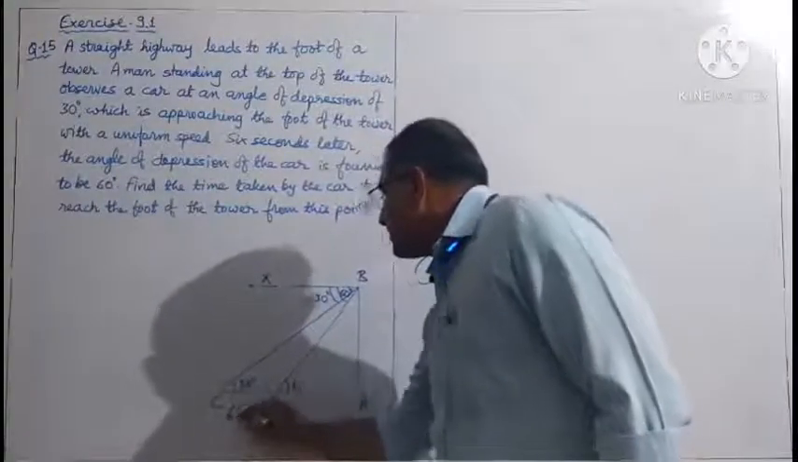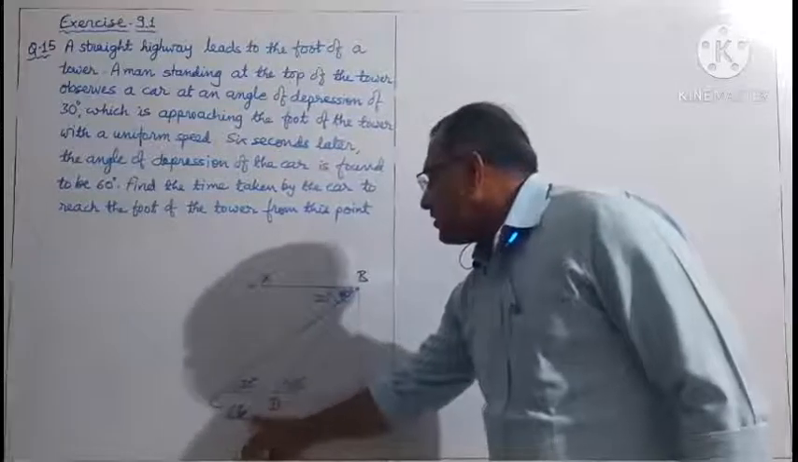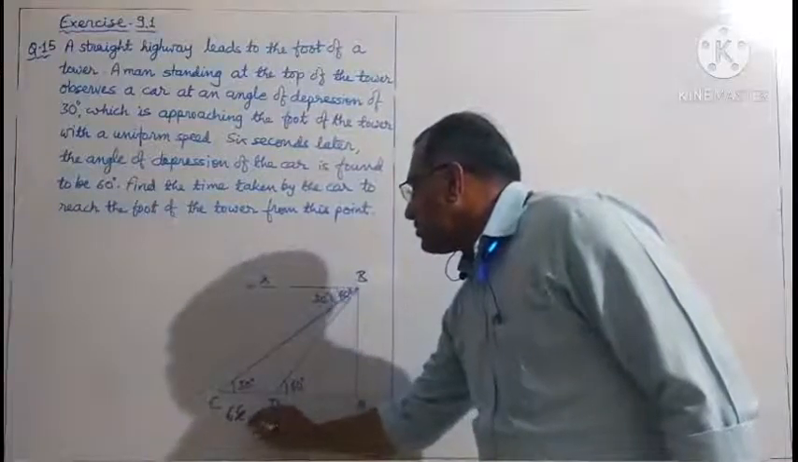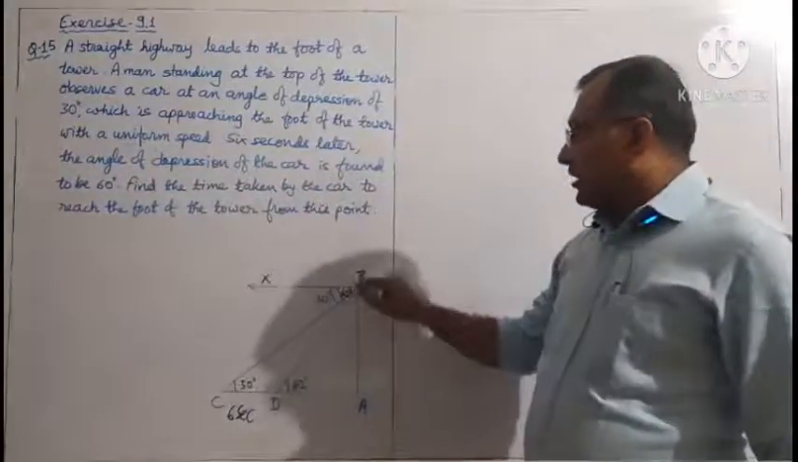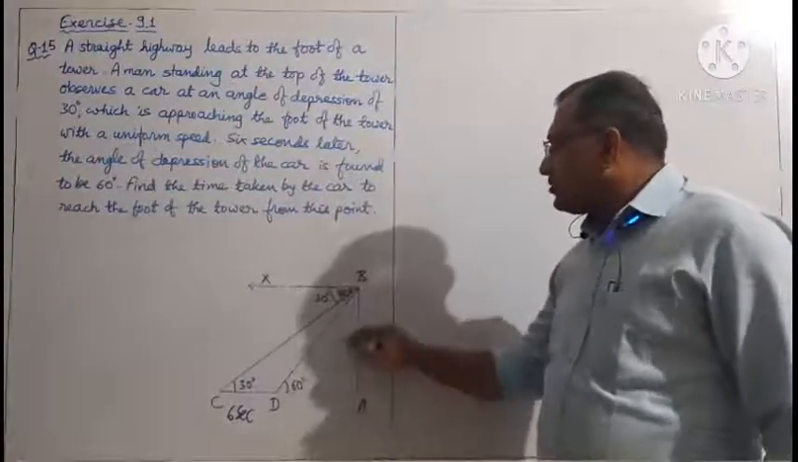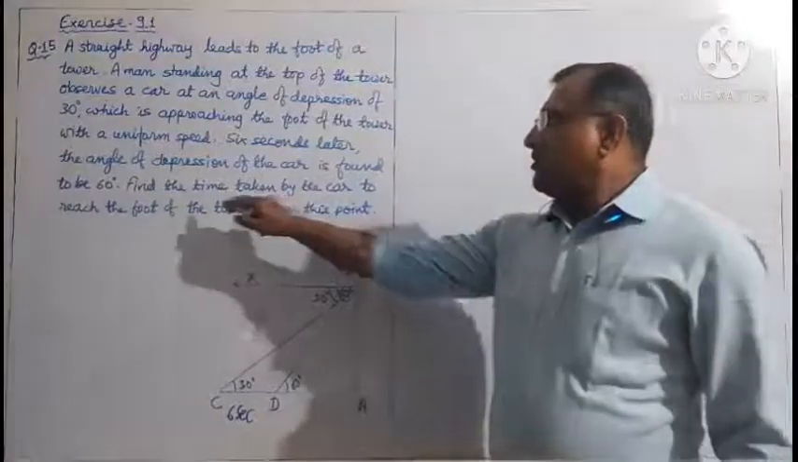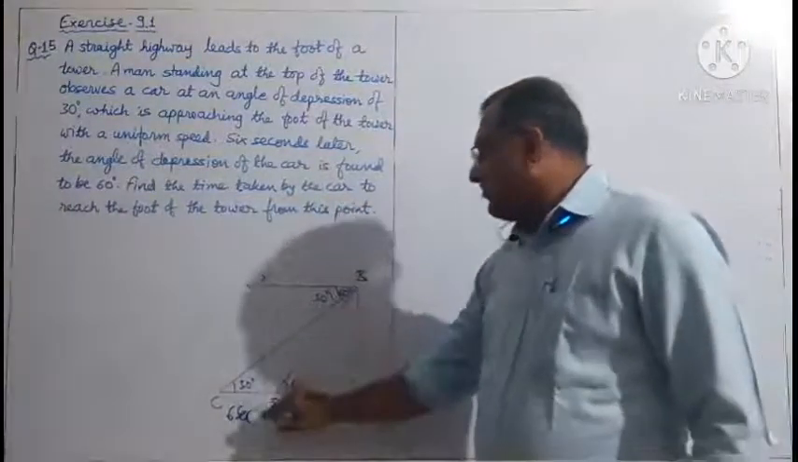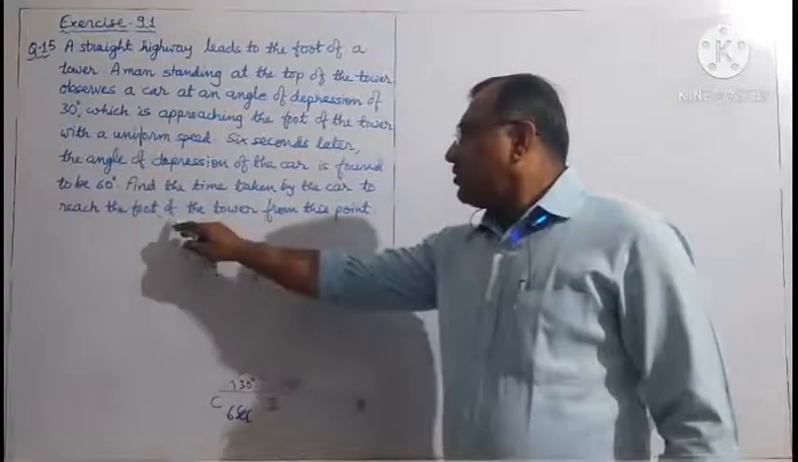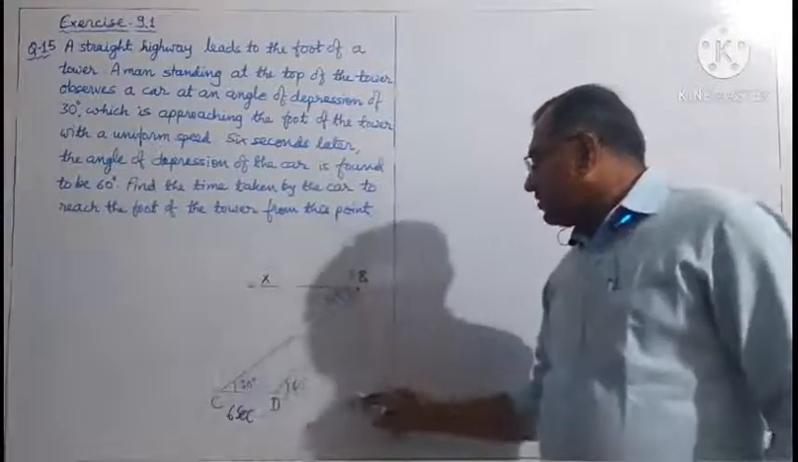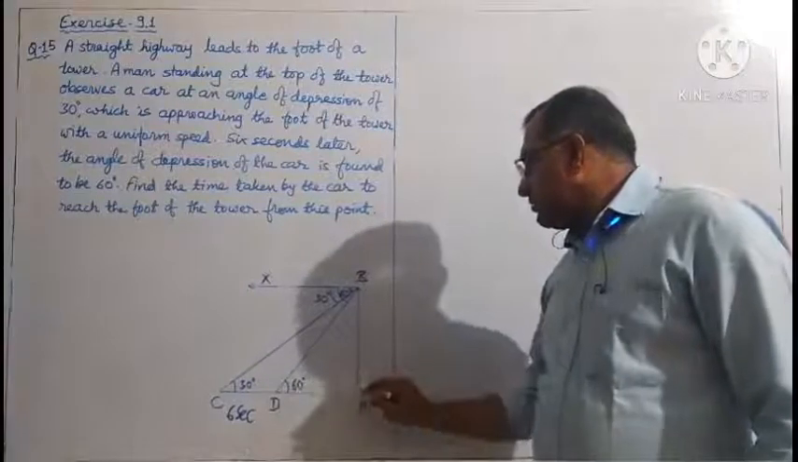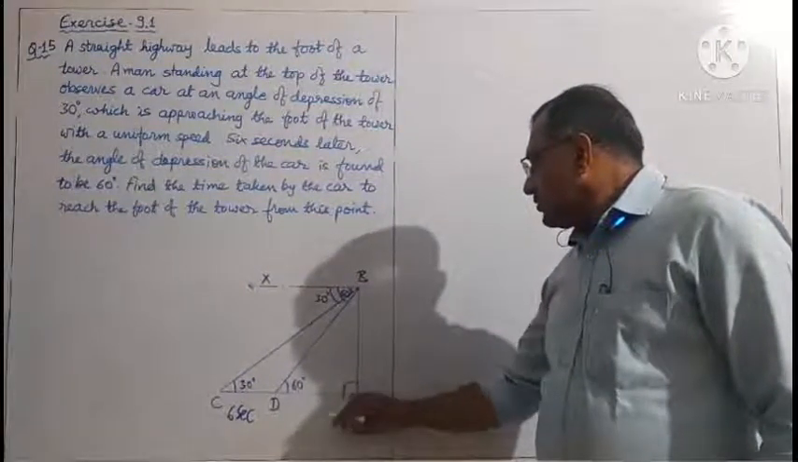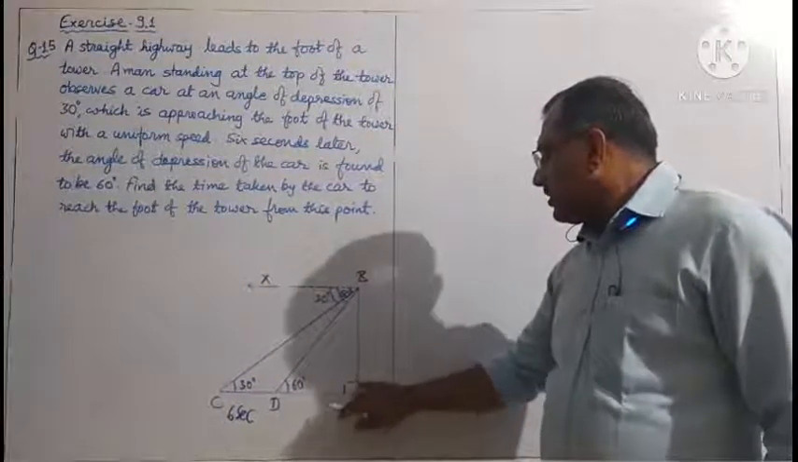Six seconds later, the car reaches position D. Six seconds later, the angle of depression of the car is found to be 60 degrees. Find the time taken by the car to reach the foot of the tower from this point D. So here it forms a right angle.